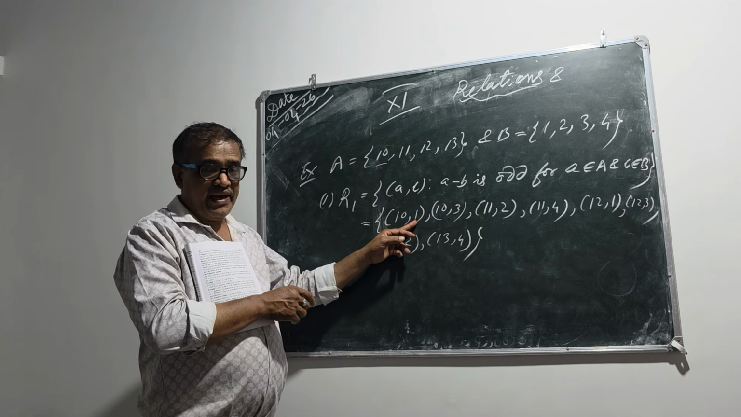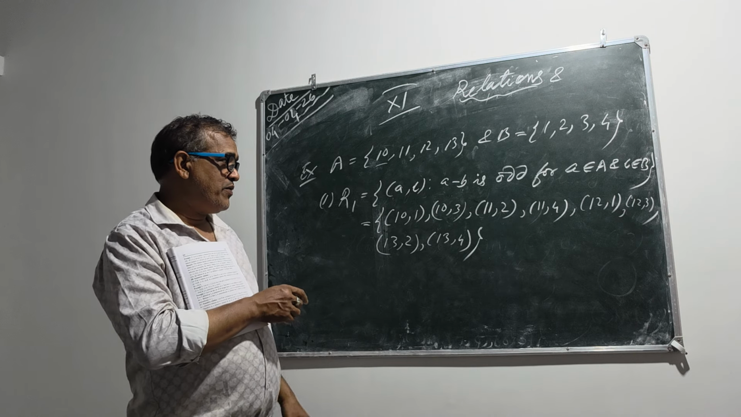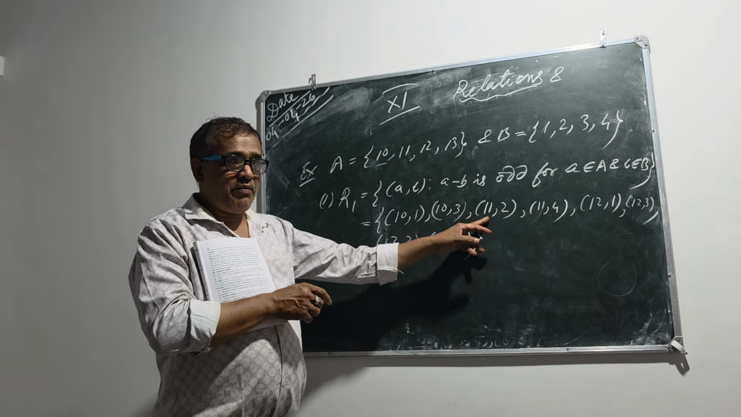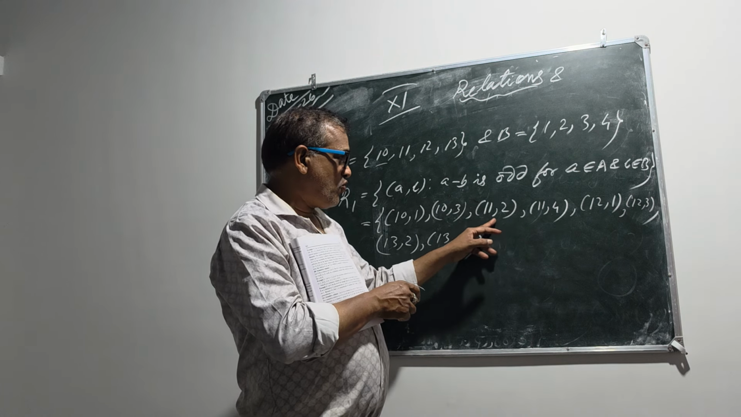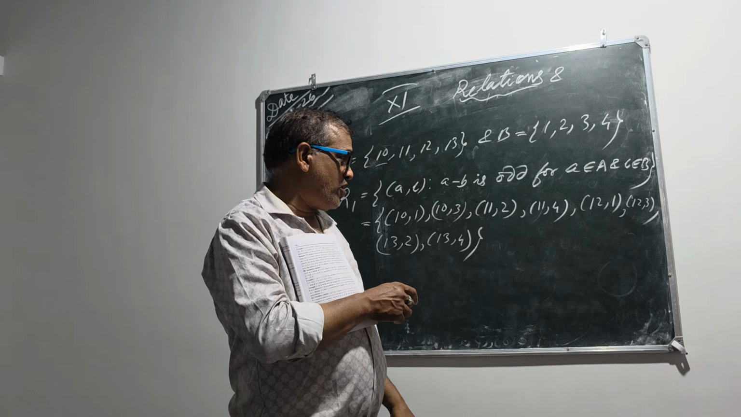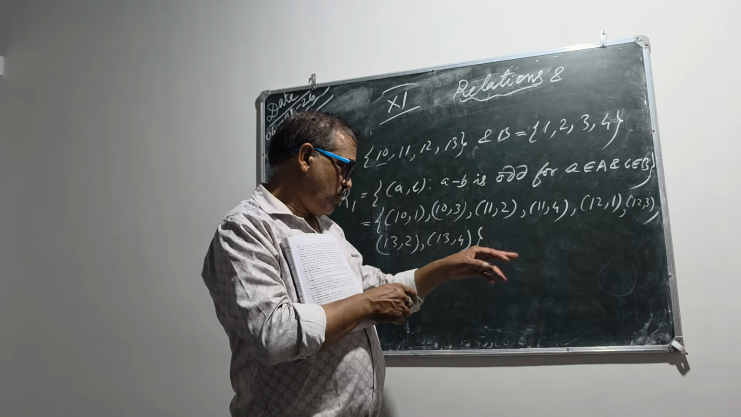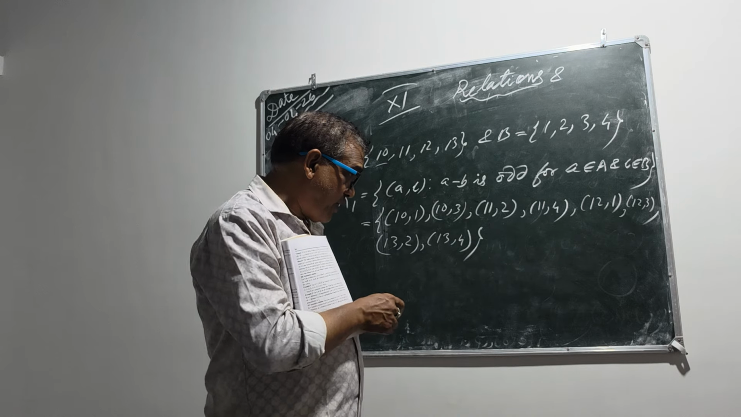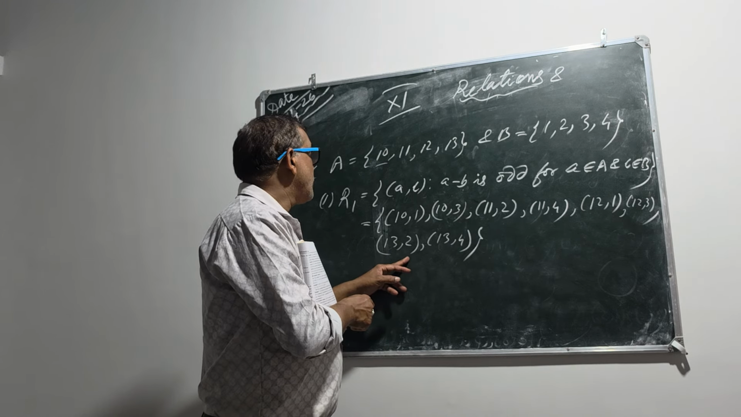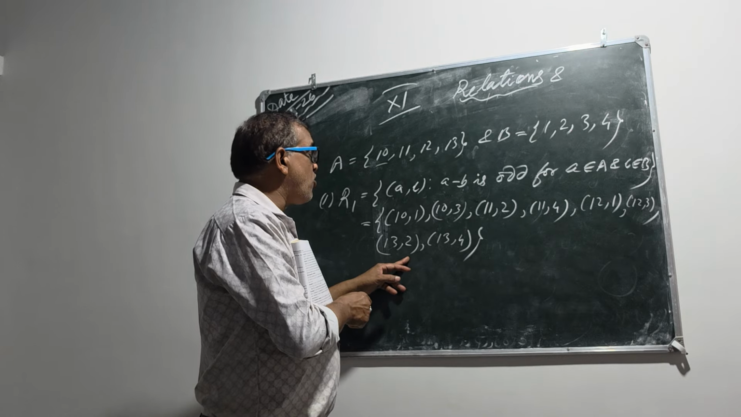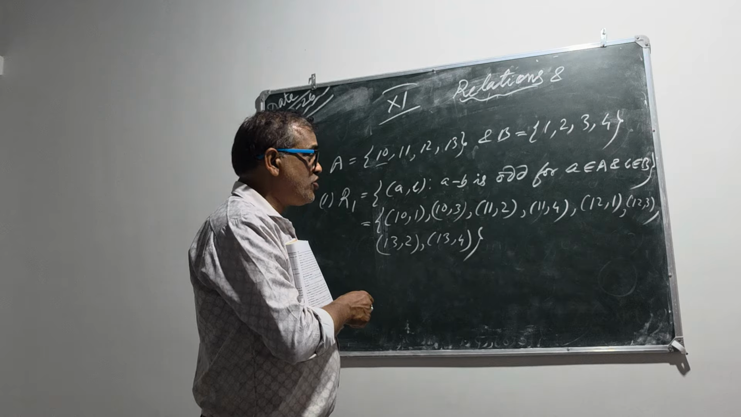10 minus 1 is 9, 9 is odd. 10 minus 3 is 7, 7 is odd. 11 minus 2 is 9, it is odd. Then 11 minus 4 is 7, odd. 12 minus 1 is 11, which is odd. 12 minus 3 is 9, which is odd. 13 minus 2 is 11, which is odd. Then 13 minus 4 equals 7, which is odd.